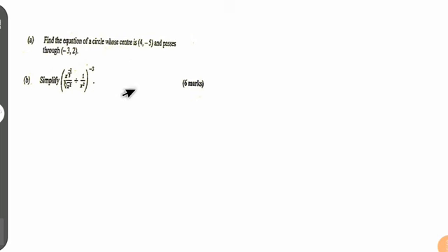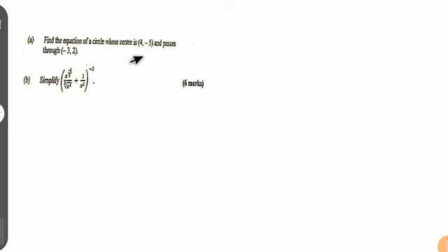So yeah, let's go. Alright guys, let's dive into today's question and let's see how you can solve this question. The question states: find the equation of the circle whose center is (4, -5) and which passes through another point with coordinates (-3, 2).